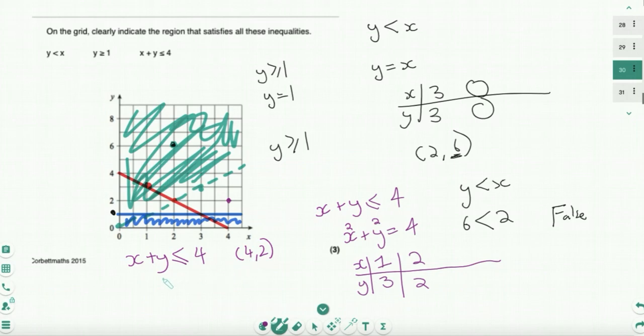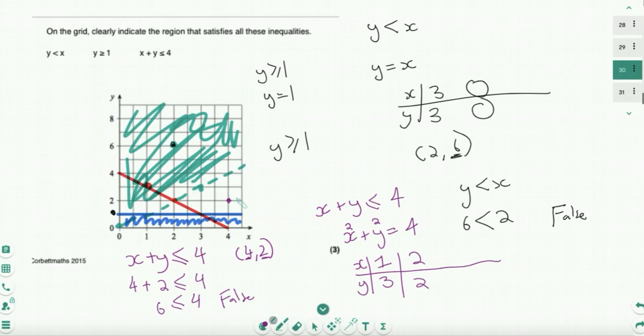So we're going to replace x with 4, because 4 is our x coordinate, plus y. Y is 2, less than or equal to 4. 4 plus 2 is 6, less than or equal to 4. Is this true or false? Is 6 less than or equal to 4? No, 6 is more than 4. This is false. Therefore, this point is false. We do not want this point, so we don't want any points on that side.